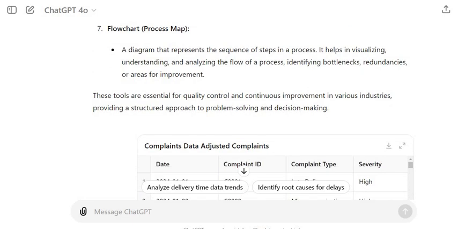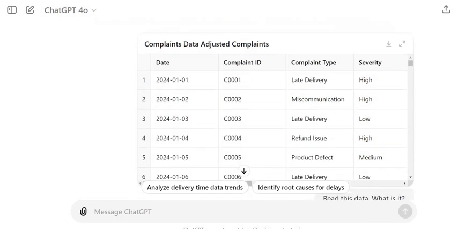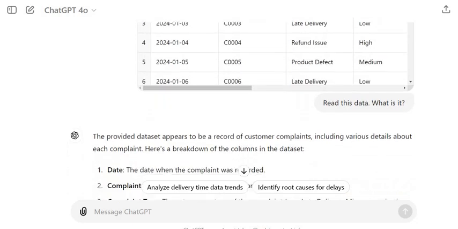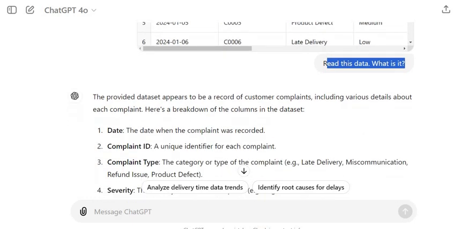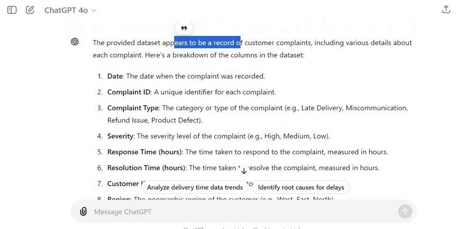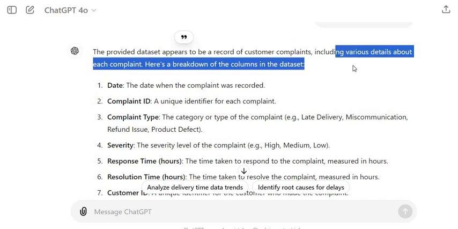So what I did here is that I uploaded this data set which I have created and asked it to read this data, what it is. You can use this button here to upload any data set. So it tells me that the provided data set appears to be a record of customer complaints, including various details about each complaint. Here is a breakdown of the columns in the data set.